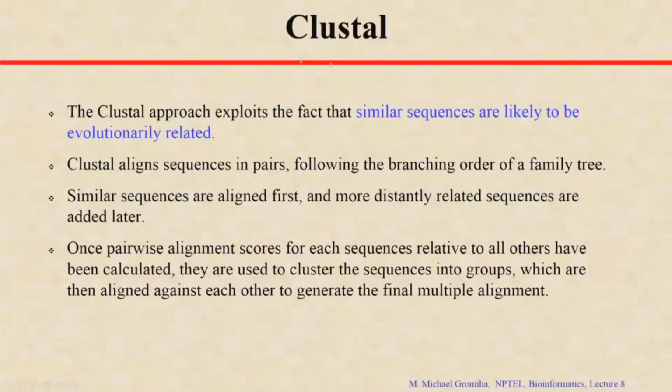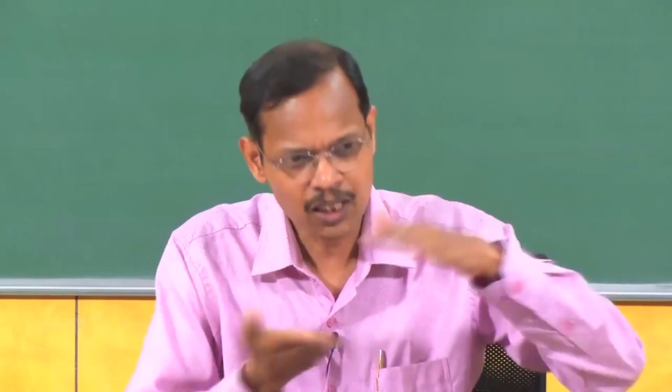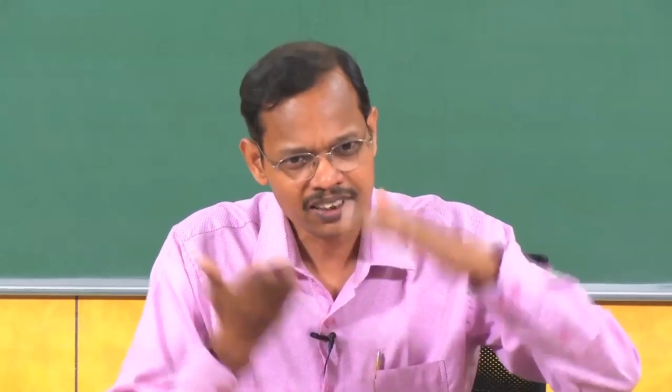There are several approaches to tackle the situation. Clustering is one of the most popular approaches to align similar sequences which are evolutionarily related. How does it work? First they align the sequences in pairs, then similar sequences are put together to form clusters of sequences which are similar to each other, added one by one, and the distantly related sequences are done later.